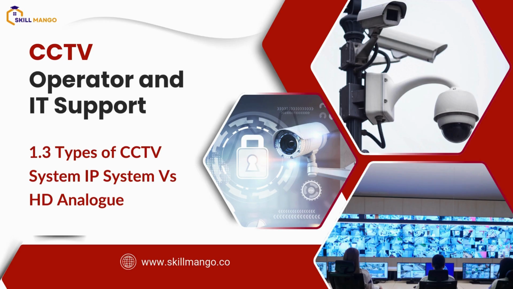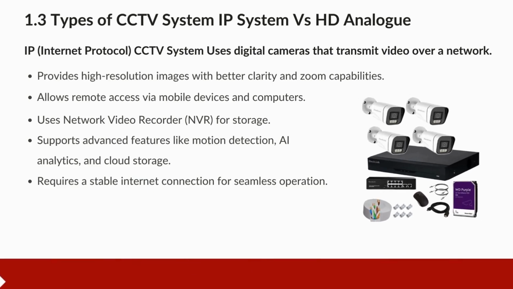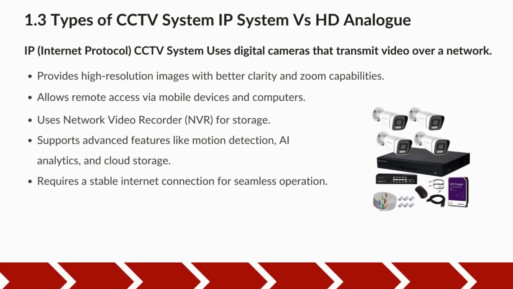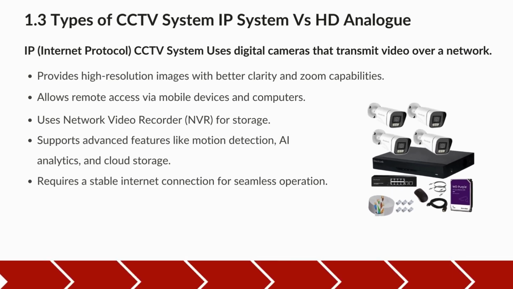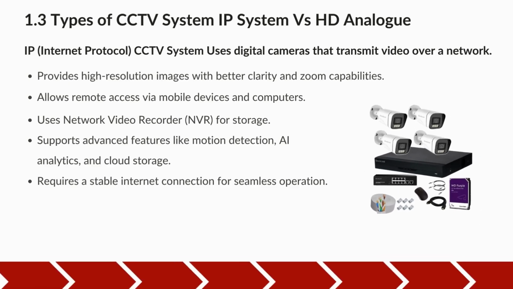Welcome back to 1.3. Let's go back into the class. Okay, so we're talking about types of CCTV cameras here. We have the IP camera, or IP CCTV network camera, and we have the HD analog. So you have to understand the difference. I'll just run you through the basic difference now.